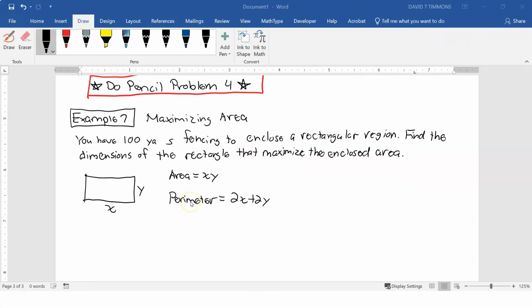Let's look at one last geometric example of an optimization problem. This is example 7 on page 358, and this is maximizing the area. If you have 100 yards of fencing to enclose a rectangular region, find the dimensions of the rectangle that maximize the enclosed area. Remember, if you have a rectangle, its area is defined as x times y. This is what we want to maximize, and its perimeter is 2x plus 2y.